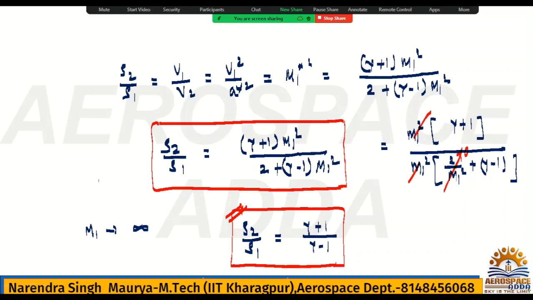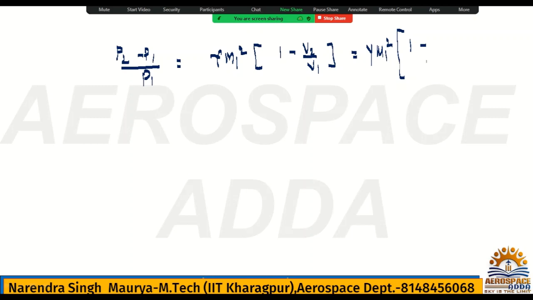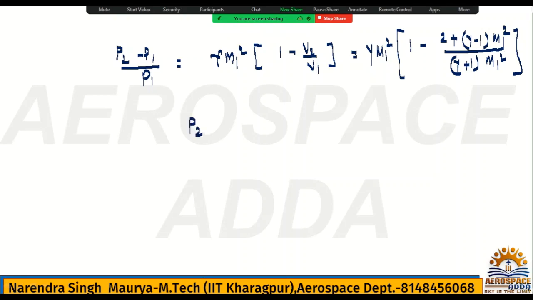So v2 by v1 will be 2 plus gamma minus 1 m1 square divided by gamma plus 1 m1 square. You may write that. So that I will not show, but I will write here. So v2 by v1 is nothing but 2 plus gamma minus 1 m1 square divided by gamma plus 1 m1 square. So this equation I am not going to solve, it was not required. Directly result I will write here, okay? If you solve this, you will get p2 by p1. If you solve this above equation, then you will get p2 by p1 is equal to 1.